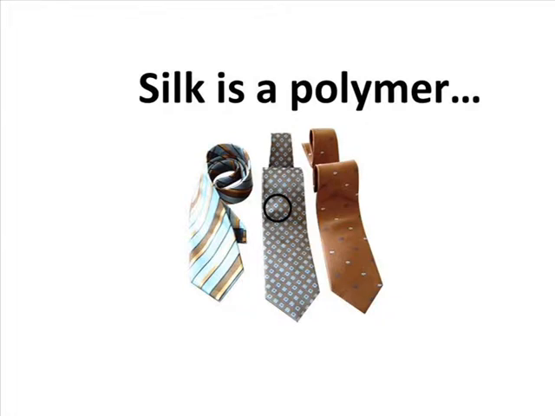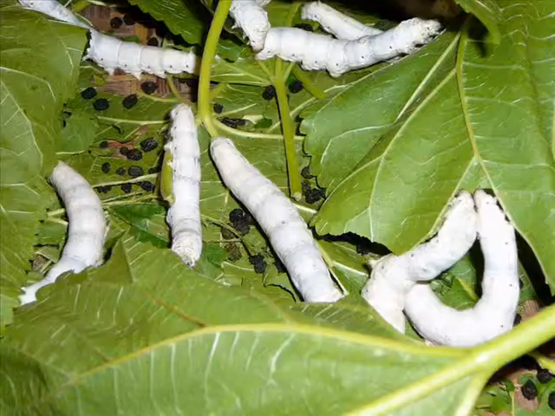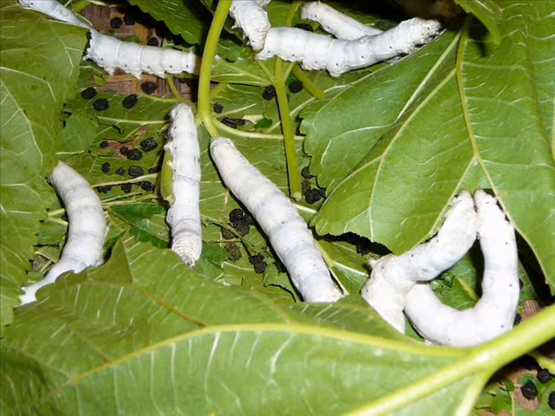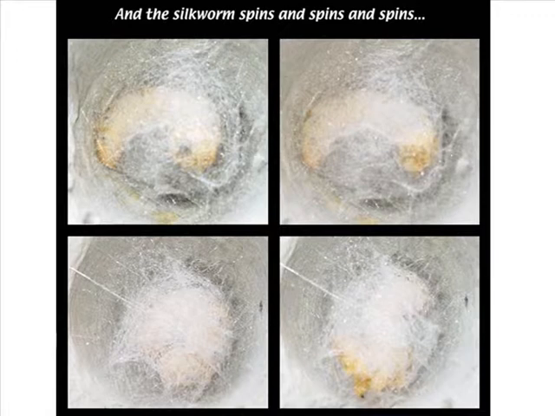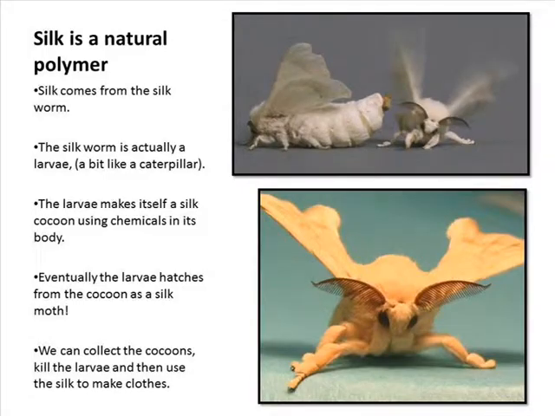So, silk comes from a silkworm. It's a bit like a caterpillar, and it grows a cocoon around itself to protect it whilst it's changing. And eventually, what comes out of that cocoon is a silk moth, a bit like a butterfly coming from a caterpillar. So, what we need to do now is have a closer look at a silk cocoon.